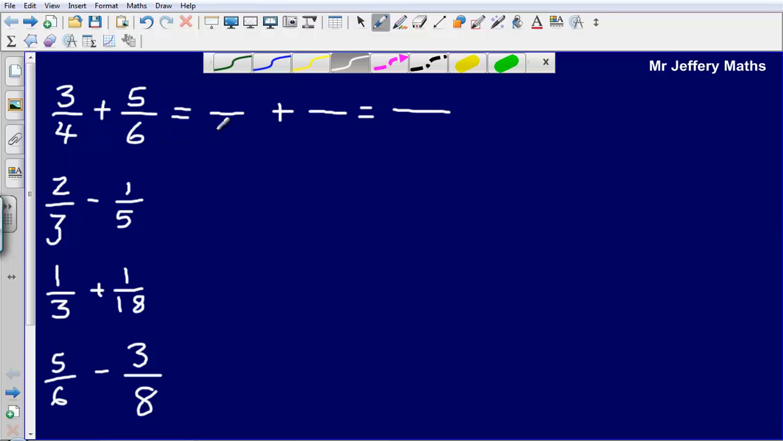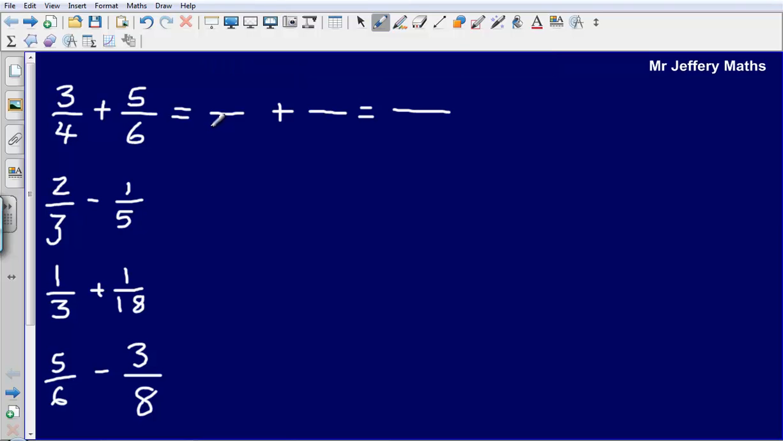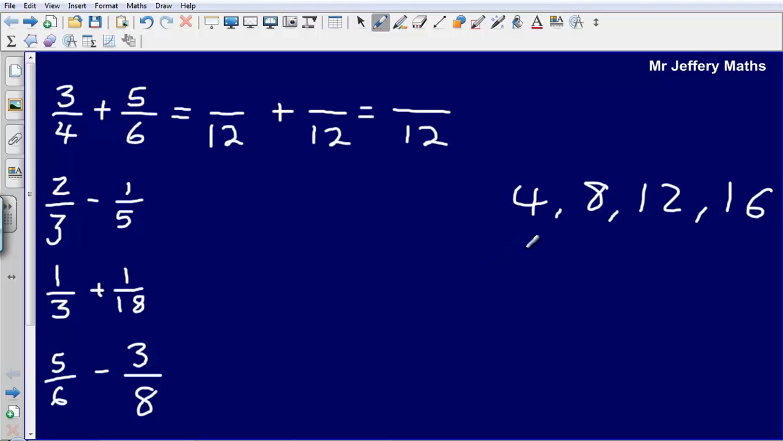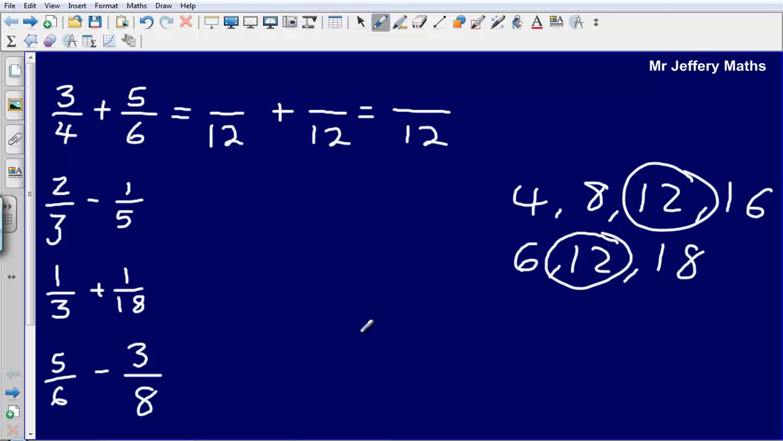What we need to do here in order to do this is we need to make the number on the bottom the same. The way that we do that is we find the lowest common multiple of 4 and 6. So what is the lowest number that is in the 4 times table that is also in the 6 times table? The 4 times table gives us 4, 8, 12, 16 and so on. The 6 times table gives us 6, 12, 18 and so on. So what we can see clearly here is that the lowest number in each of those is 12. So that's the number that is going to go on the bottom of our fraction.